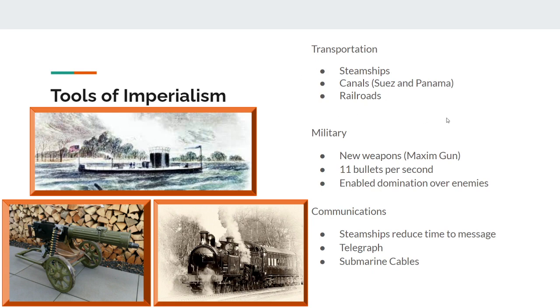And railroads. Once a place was beginning to be colonized, railroads would always be added because they added so much. They cut the transportation time on land in half, at least.